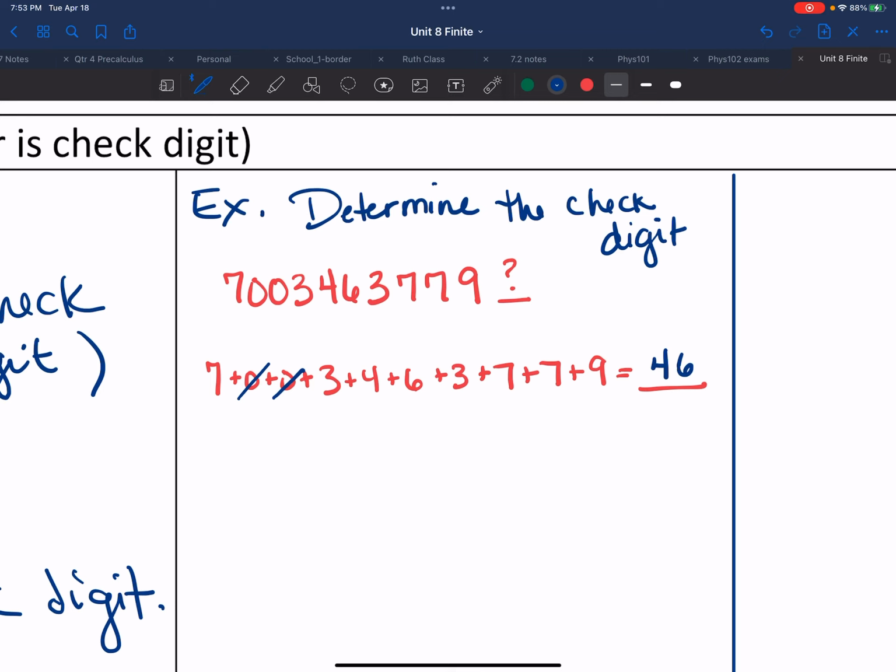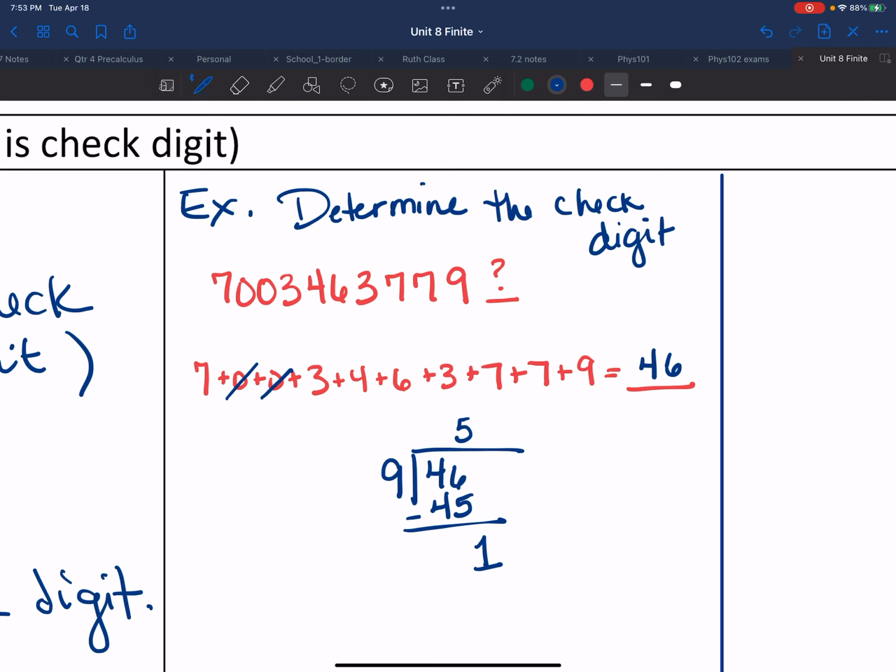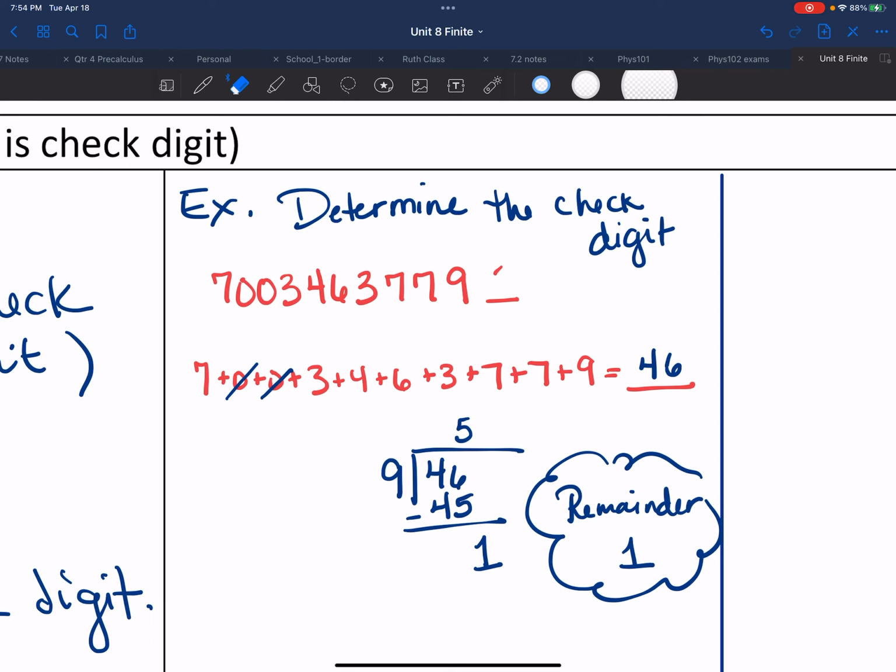I'll take that 46 and figure out how many times 9 goes into it. 9 goes into 46 five times. 5 times 9 is 45. Subtract 45 from 46, and I have a remainder of 1. That is going to be my check digit. So my remainder is equal to the check digit. I'm going to erase this here because now I know that it should be the number 1. That's one example.